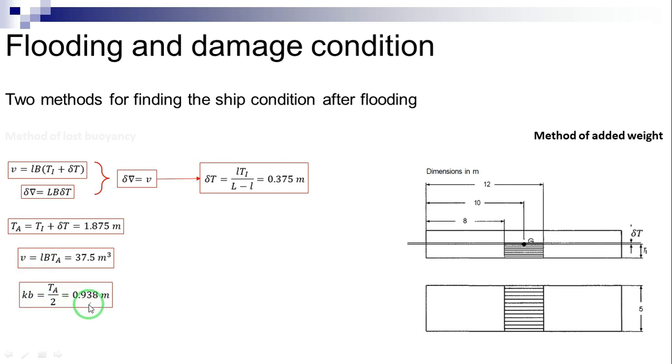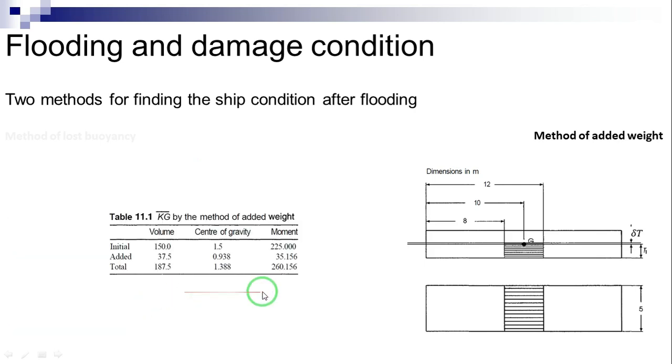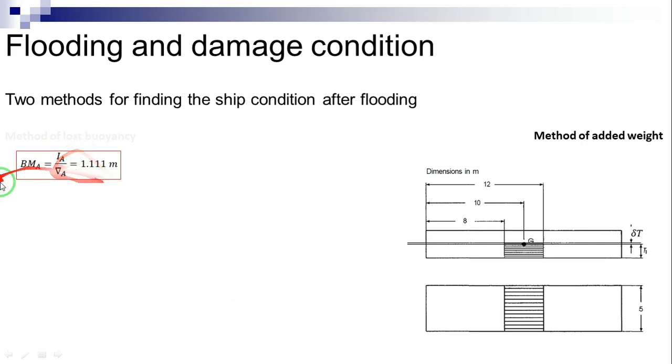The displacement volume of the flooded pontoon is shown here. We consider the flooding water as an added weight, therefore we must calculate a new center of gravity as shown in this table. The moment of inertia of the damaged waterplane is the same as in the initial intact condition, that is shown here. Then the metacentric radius equals this value.